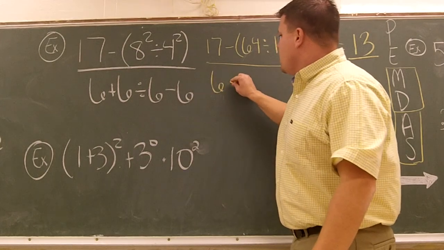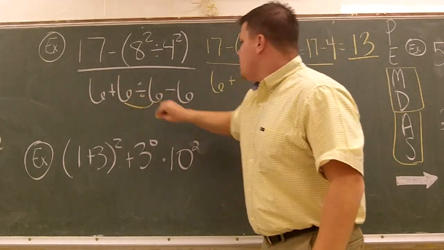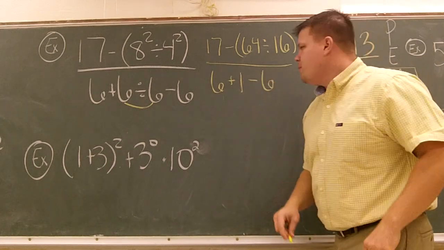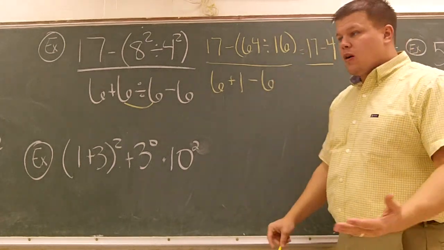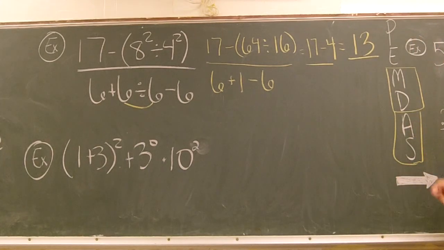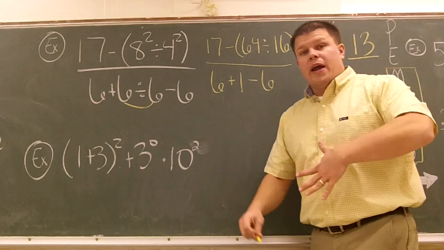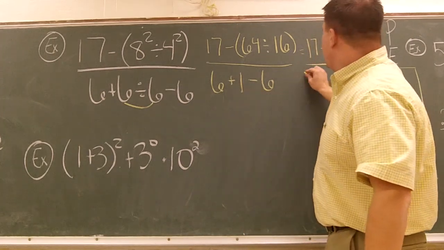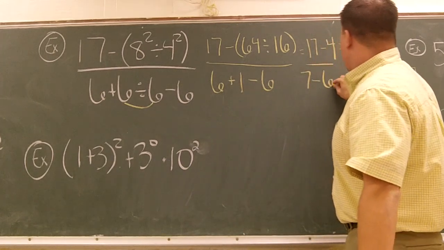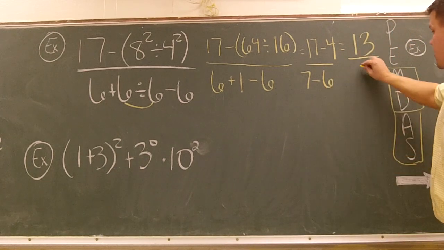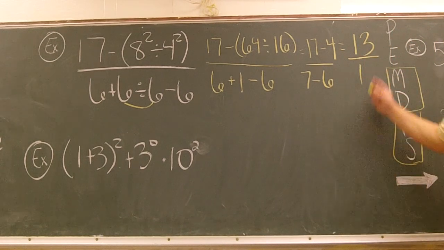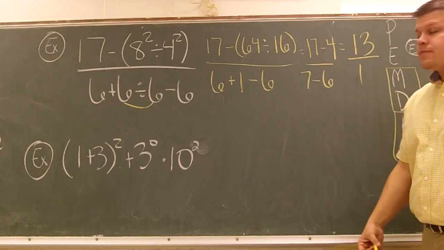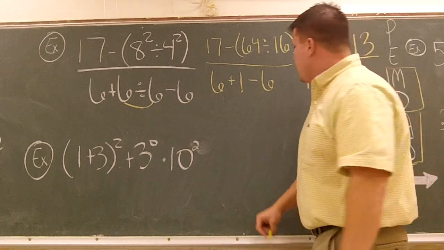I have 6 plus whatever this is. It looks like it's going to be 1. And that's minus 6 to follow. My next step is just to work left to right, because my addition and subtraction are of equal rank. Just working from left to right as you would read a sentence. 6 plus 1 is 7. And 7 minus 6 obviously is... I think I'm done with that. I think it's 13. I hope you agree.